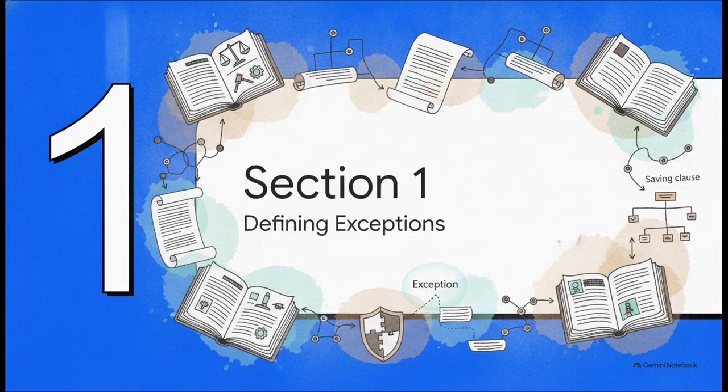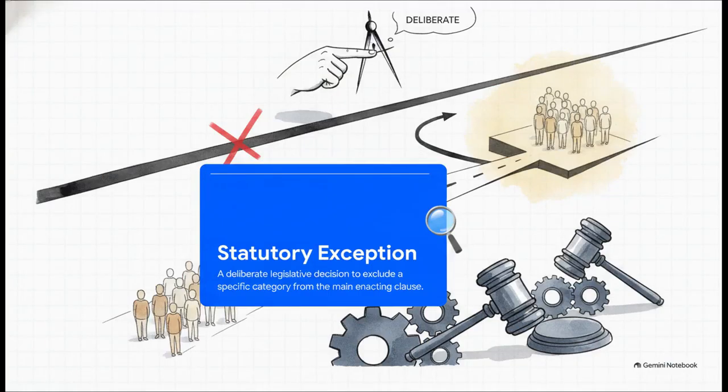Section 1. Defining statutory exceptions. Let's start with the foundational building block of our entire revision session. The crucial point you need to grasp here is that an exception is a highly intentional carve-out from a general rule. It's a deliberate legislative decision to exclude a specific category from the operation of the main enacting clause. It's basically the legislature saying, hey, this rule applies to everyone, except for this specific group or situation right here. For your exams, highlight that word in your mind, deliberate. It's an active exclusion, taking a subject completely outside the purview of the main rule.